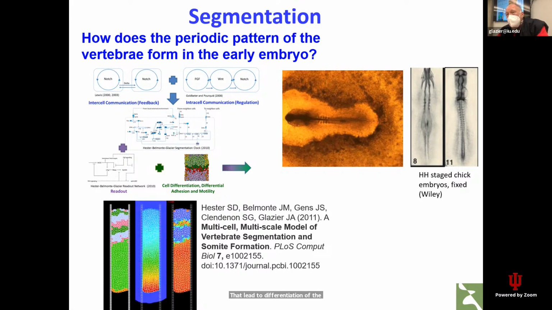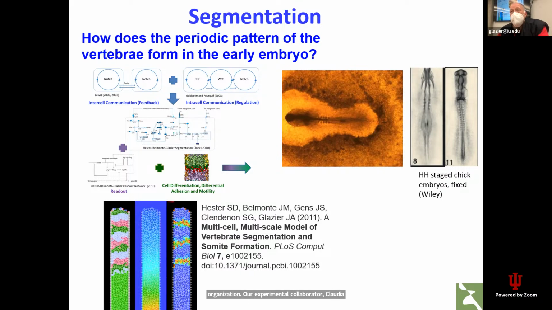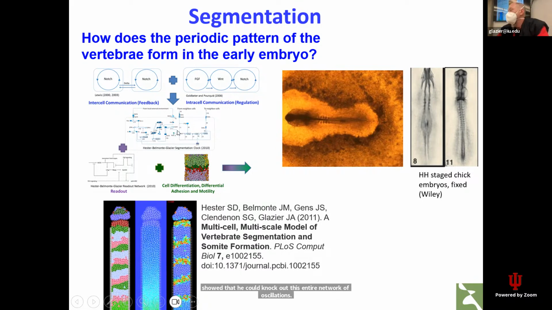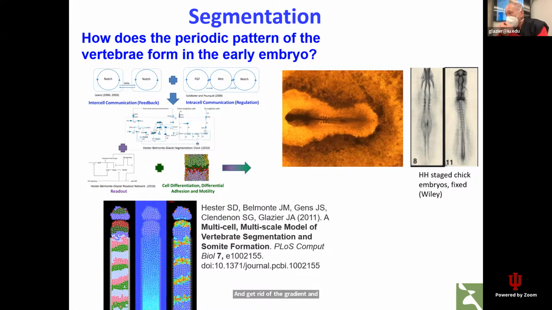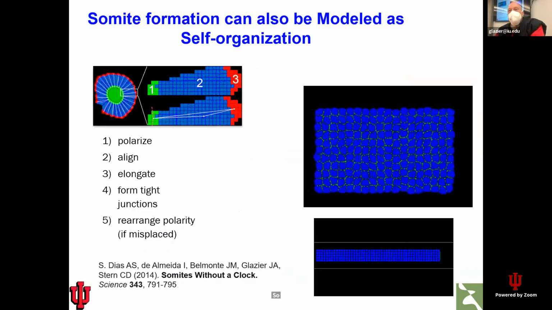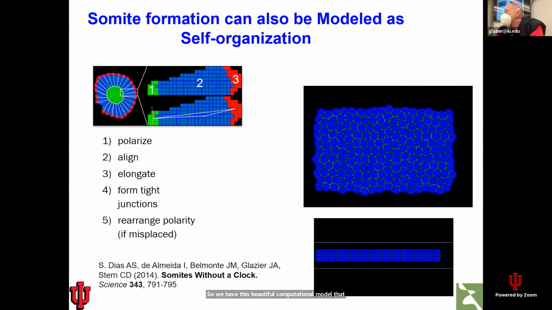Our experimental collaborator, Claudio Stern at University College London, however, showed that he could knock out this entire network of oscillations and get rid of the gradient, and you still got somites. So we had this beautiful computational model that explained what was understood, but then the experimental facts changed.